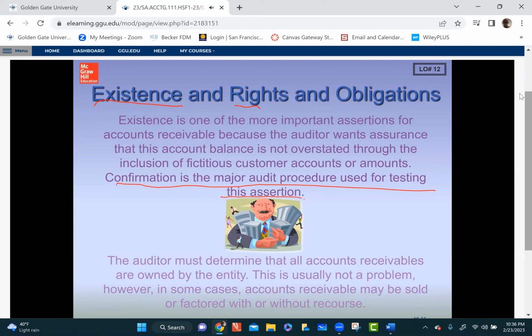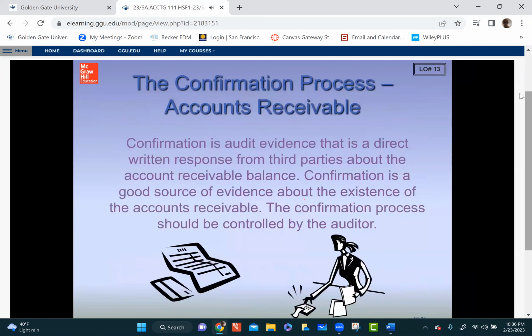Okay. All right. So when we look at confirmation, notice we say that it is a good source of information about the existence assertion. And as I've said, the auditor is going to control those confirmations. You'll pull the sample, you'll send the letters, you'll receive the letters back, even though maybe you could use the client's letterhead, but it needs to come back to you. You need to control it.